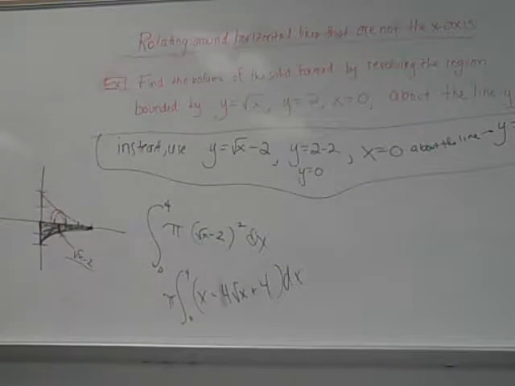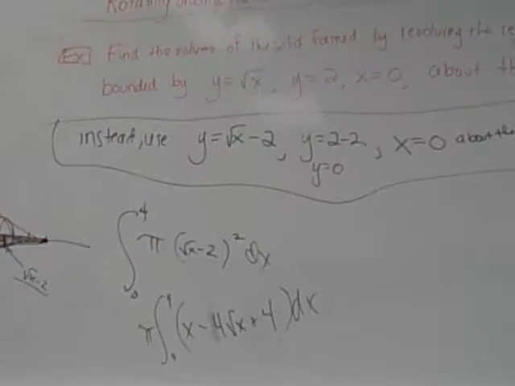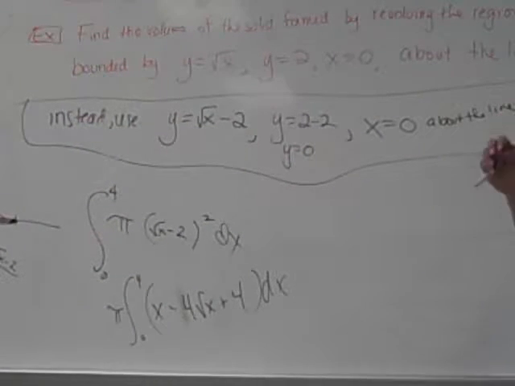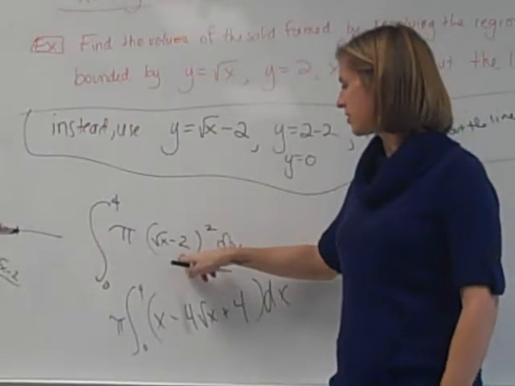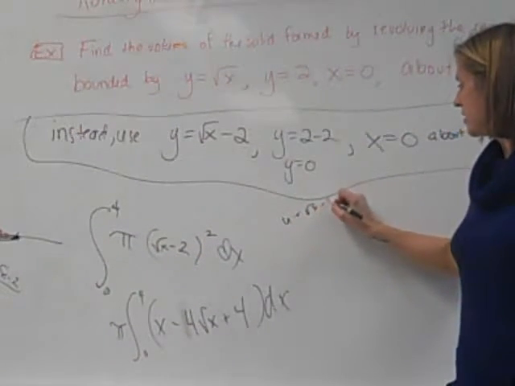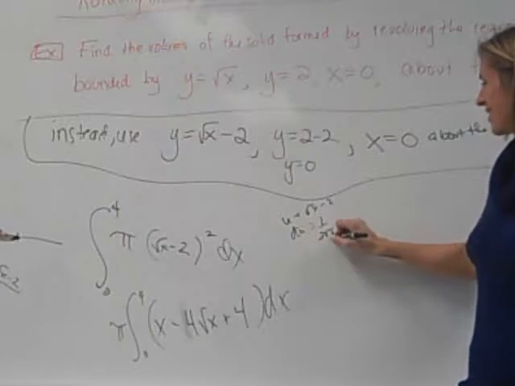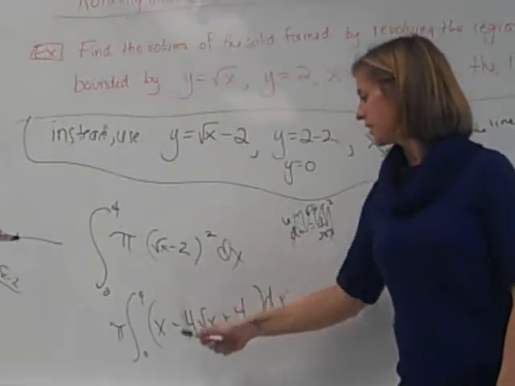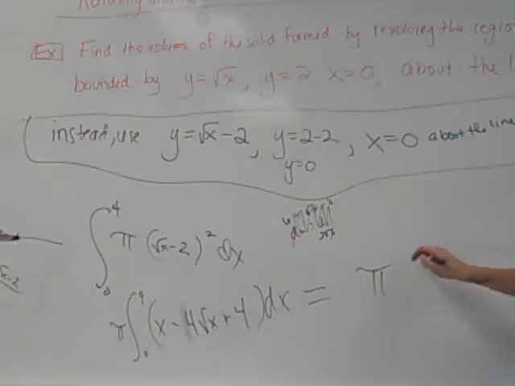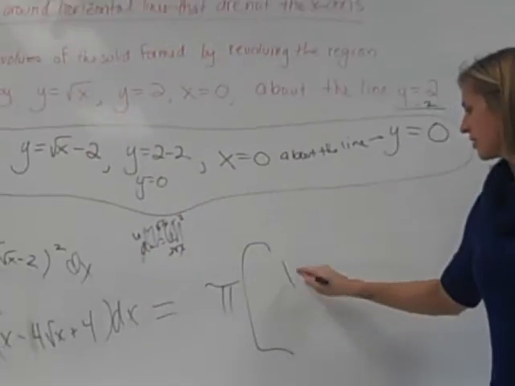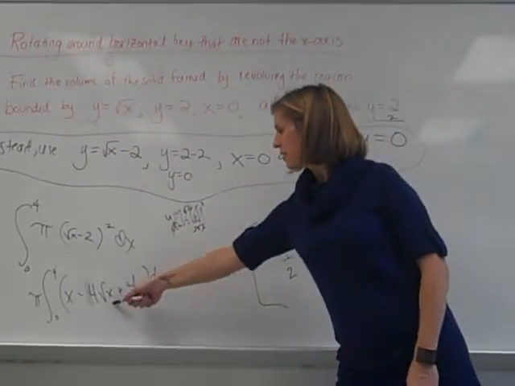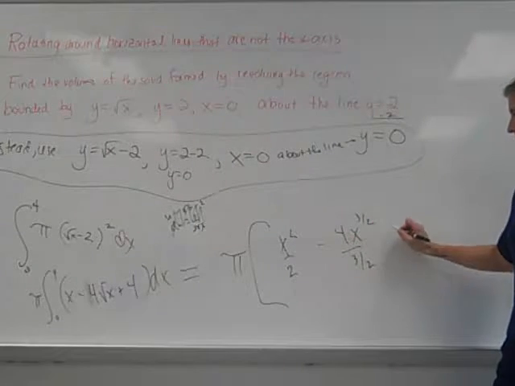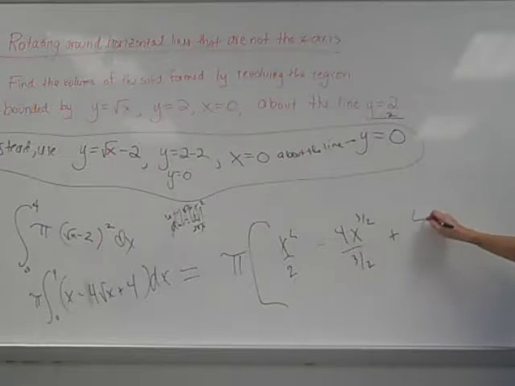Now take the antiderivative term by term. Should I do u for root x minus 2? If you tried to use a u for root x minus 2, then my du would be 1 over 2 root x, and I wouldn't be able to find that. So I would not use substitution. I would FOIL this out and then go term by term. So the integral of x is x squared over 2. This one's going to be x to the 3 halves over 3 halves. And 4 is going to be 4x.